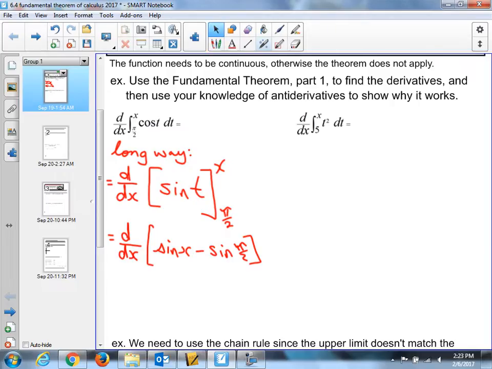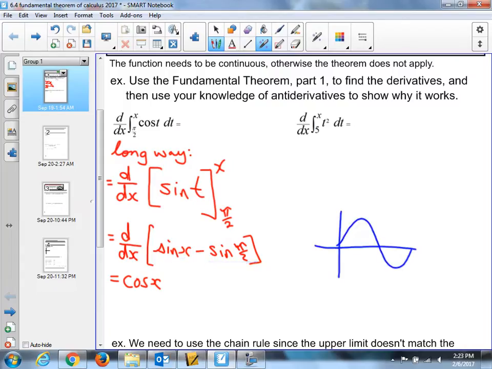Now, we've got to pull that operator through this. What's the derivative with respect to x of sine of x? Cosine of x, right? Hey, didn't we say that when we figured this out? Okay, so this is the cosine of x. Now, sine of pi halves. Now, I hope you can do that.